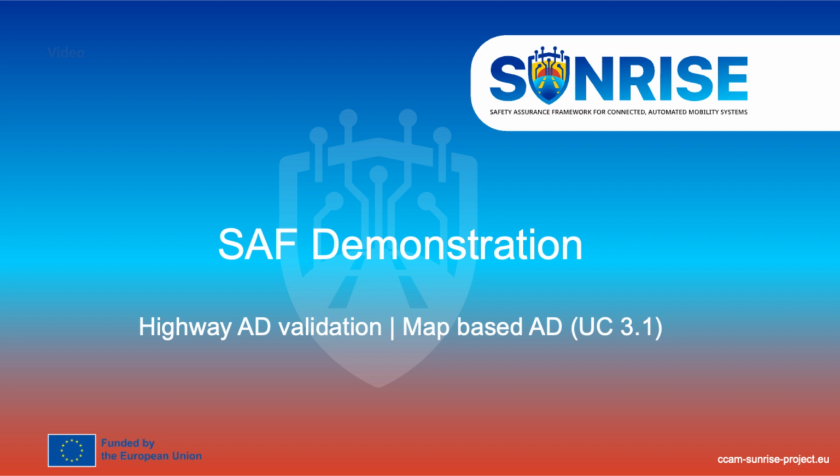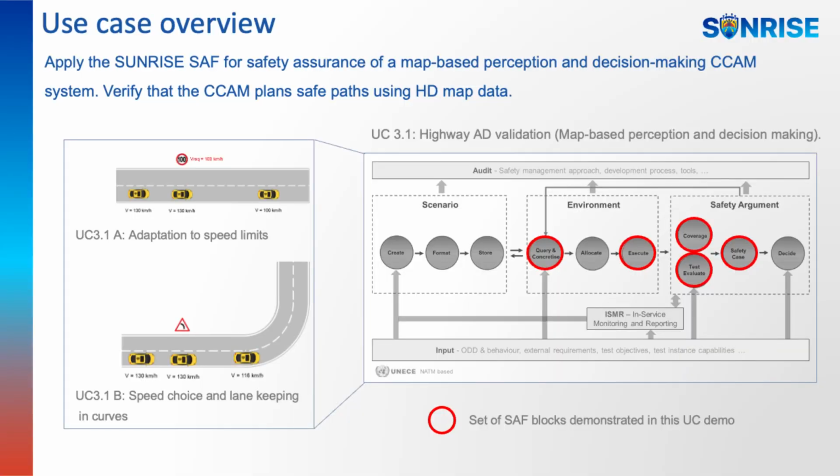Welcome to another video in the Sunrise series, showcasing the outcomes of Use Case 3.1, Highway Automated Driving Validation, Map-Based Perception and Decision-Making. In this video, we apply the Sunrise SAF for safety assurance of a map-based CCAM system to verify that it plans safe paths using HD map data. Five parts of the SAF will be demonstrated, namely concretize, execute, test, evaluate, coverage, and the safety case building.